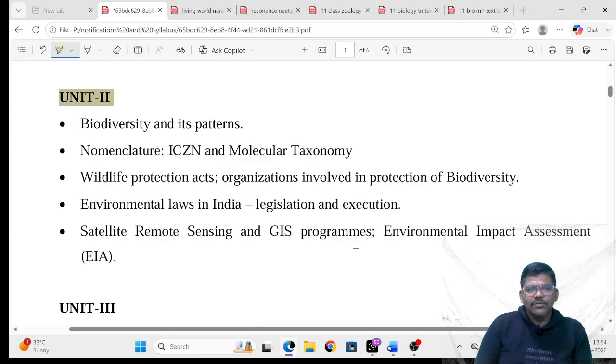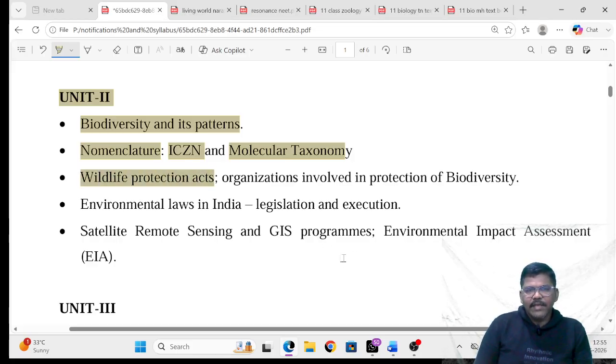Next, you need to read biodiversity and its patterns. Biodiversity means variation in living organisms. About that, biodiversity and nomenclature. Naming of organisms is called nomenclature. In nomenclature, you need to read ICZN, the International Code of Zoological Nomenclature, and molecular taxonomy also.